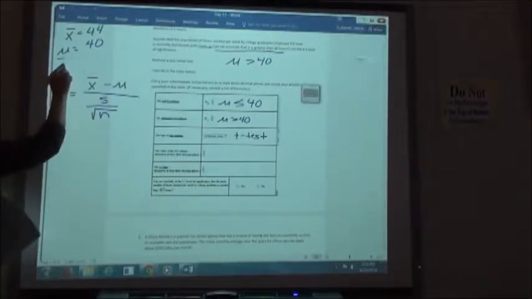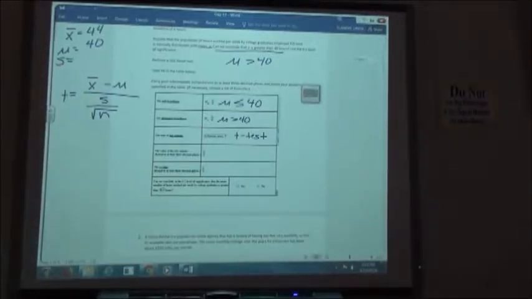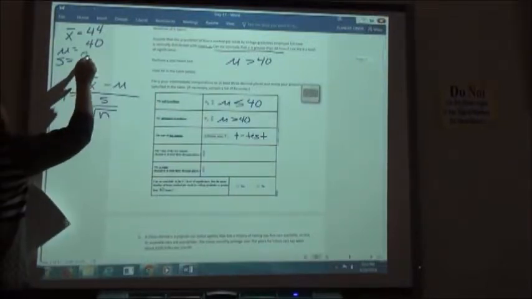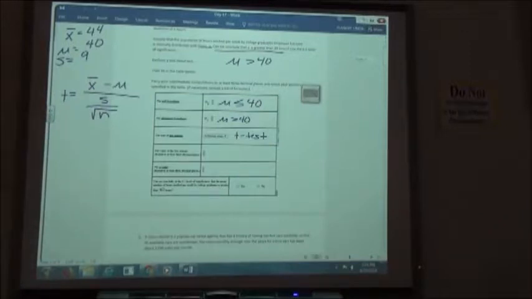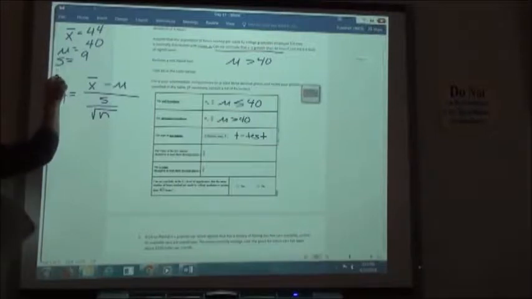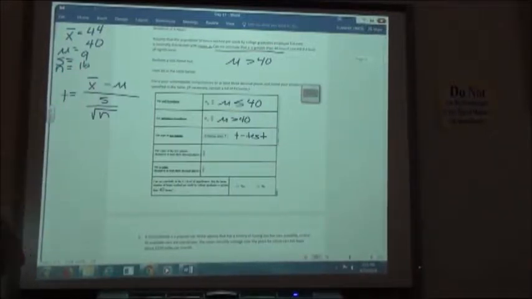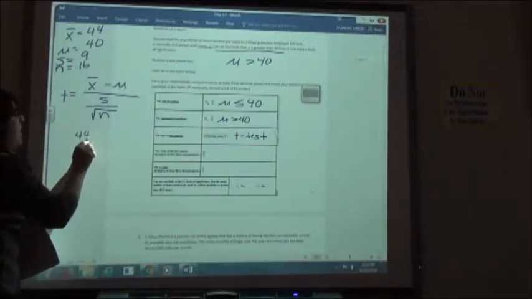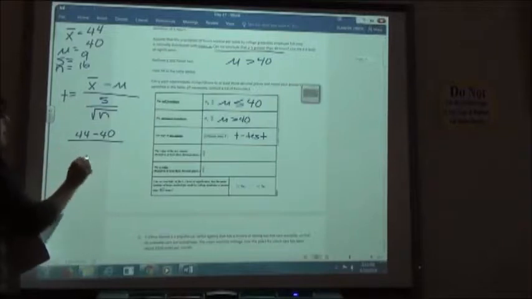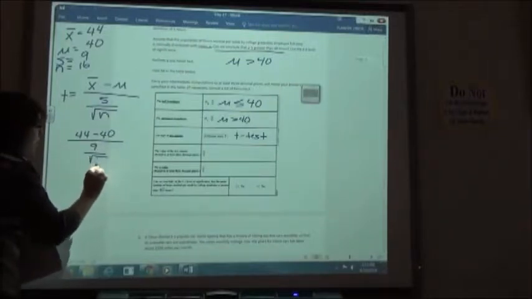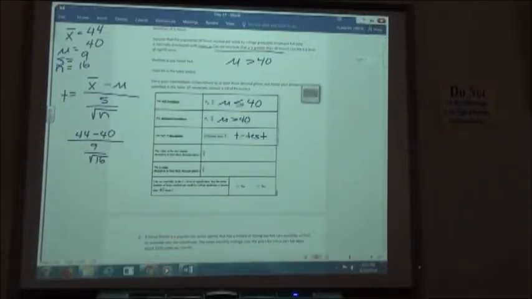Then the s is your sample standard deviation. The sample standard deviation is how many hours? 9. And then n. n, how many people did we survey? 16. All right, so we're going to plug our numbers into our formula. We are going to have 44 minus 40 over 9 divided by the square root of 16.